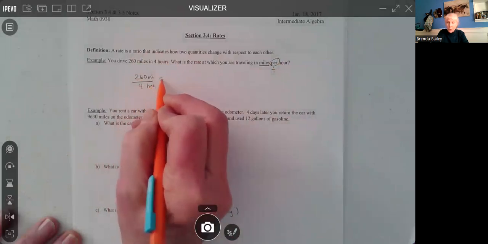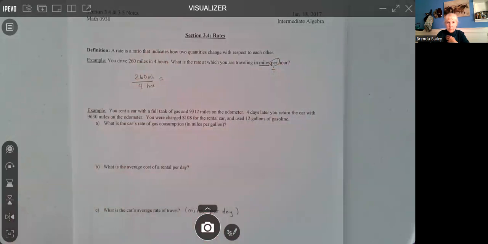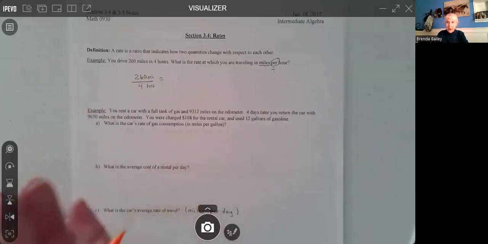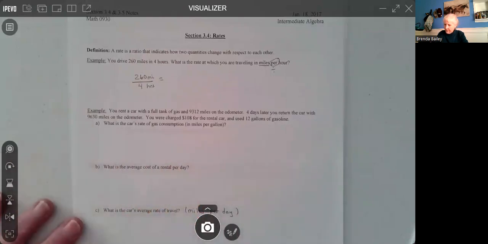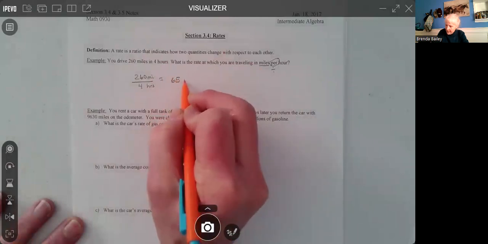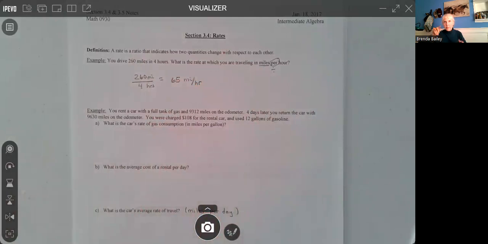And again, I encourage you to use a calculator. If you don't have one, try to get one for your tests and your quizzes and your homework. Otherwise, they'll take too long because Pearson is known for not having the best numbers. Some of their numbers are way out there. All right, when we divide this, we come up with 65 miles per hour. Pearson may have you actually pick the right units as well. Some of them they do, and some of them they don't. All righty, let's move on.